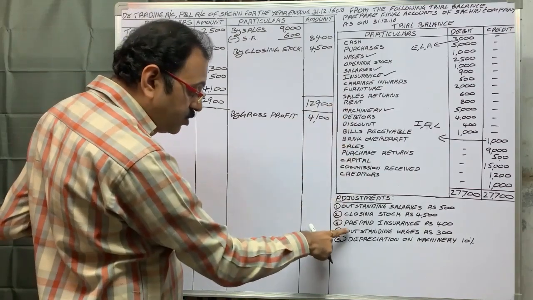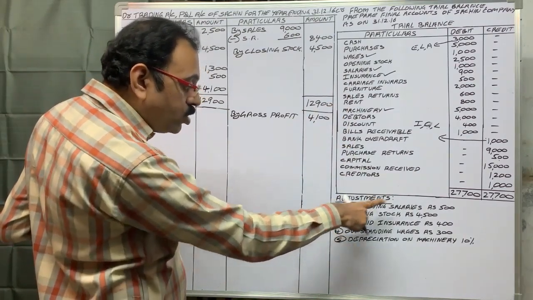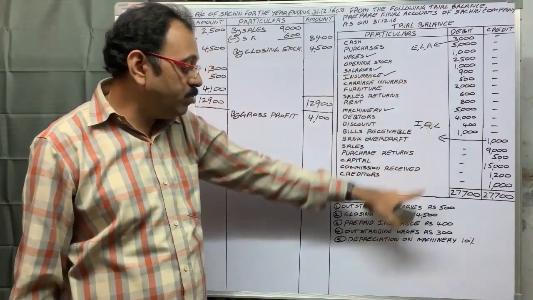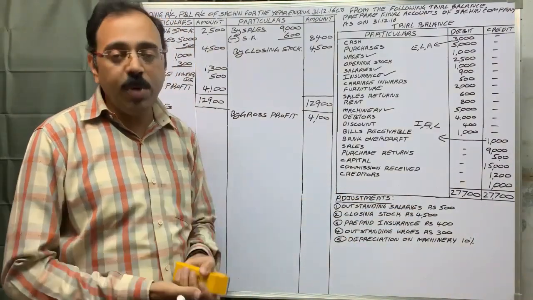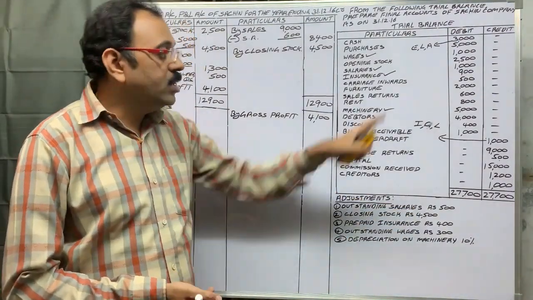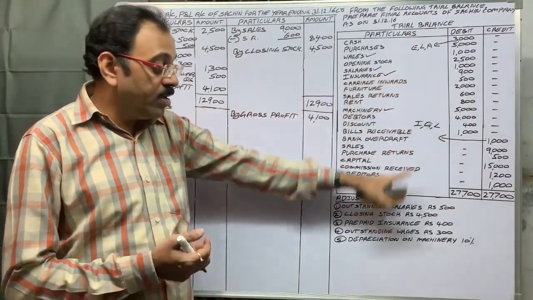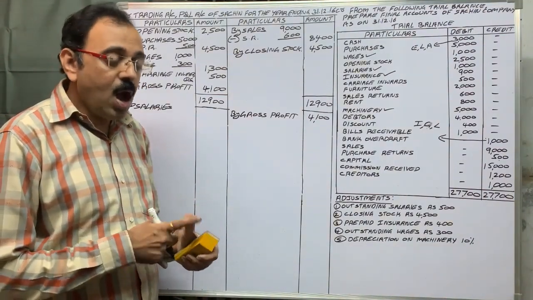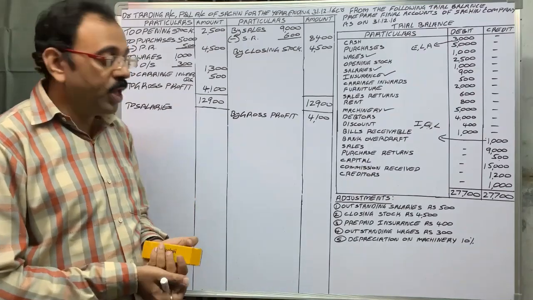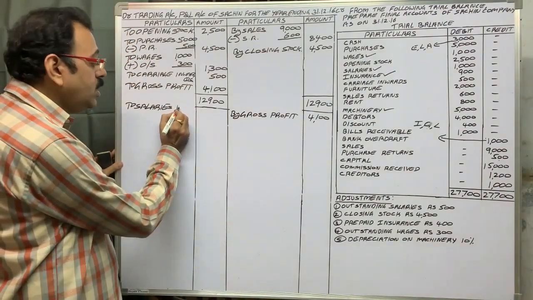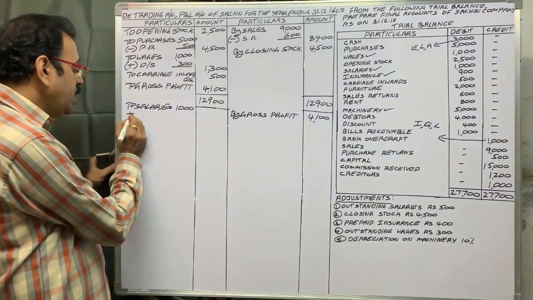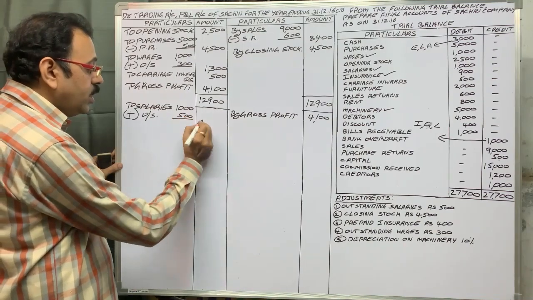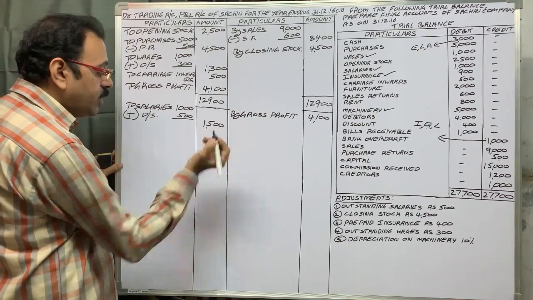Related to salary, there is one adjustment, that is outstanding salaries. For the current year, total salary is 1,000 plus 500, 1,500 we have to pay. But how much salary did we pay? 1,000. How much more do we have to pay? 500. To know the correct profit or loss, not only the paid salary, outstanding salary also we should consider. Therefore, salary 1,000, write down in inner column, plus outstanding salary 500 rupees, in outer column 1,500 rupees.